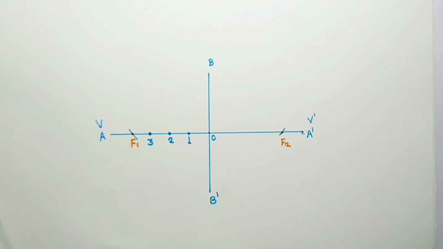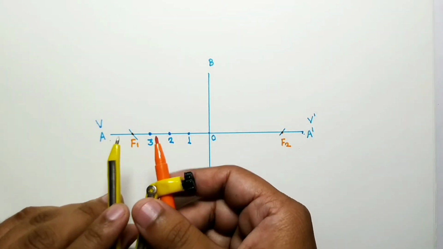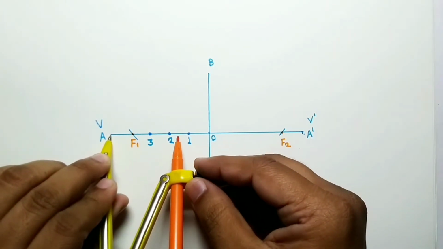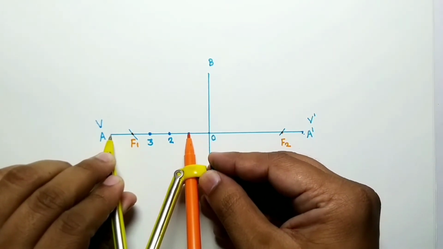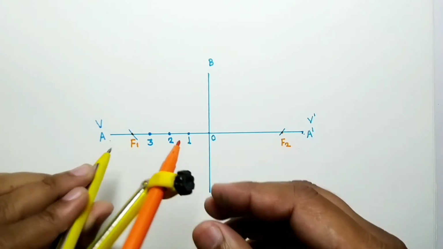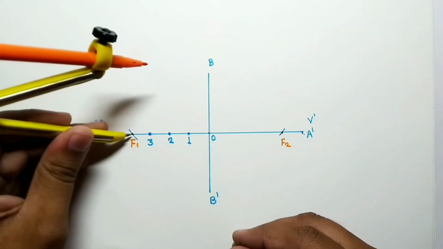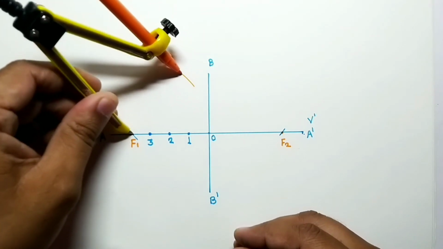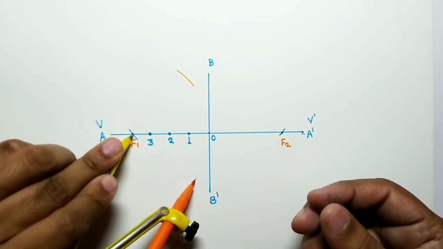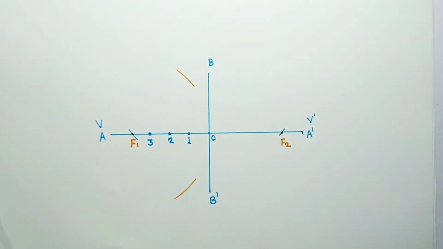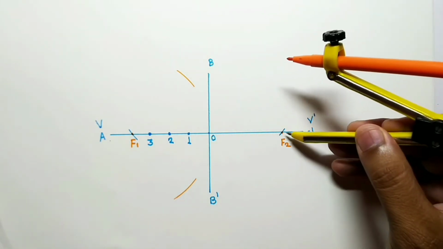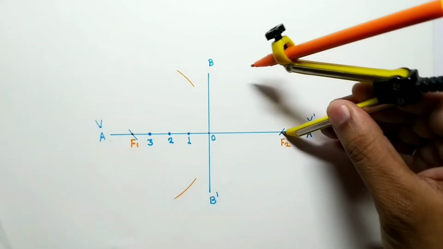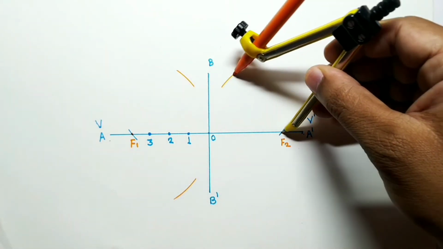Now take the compass, set the distance as A to 1, and mark the arc from the focus F1. One arc is on the upside, one arc is on the downside. Similarly, take the same distance and mark the arc from F2.